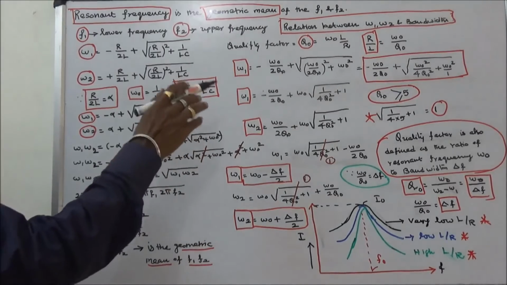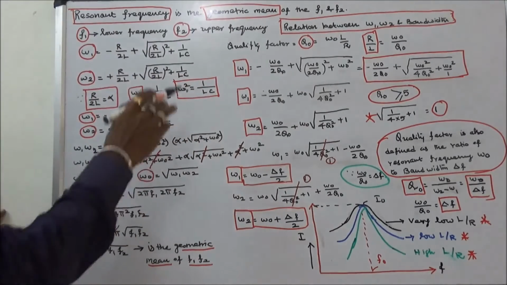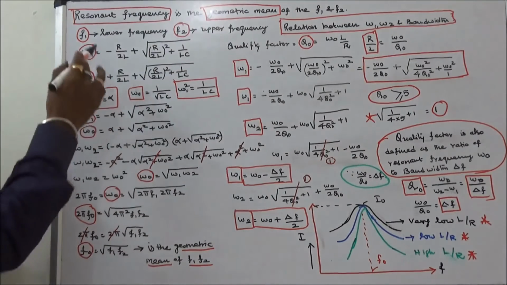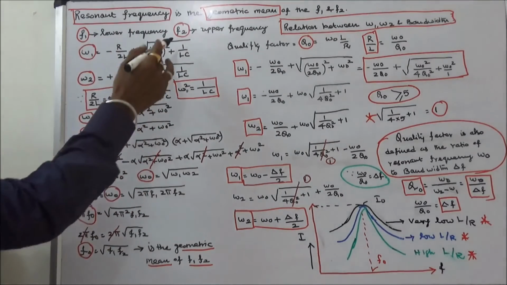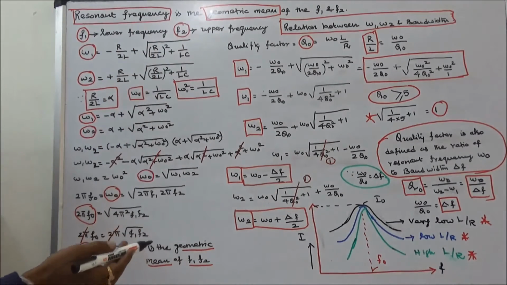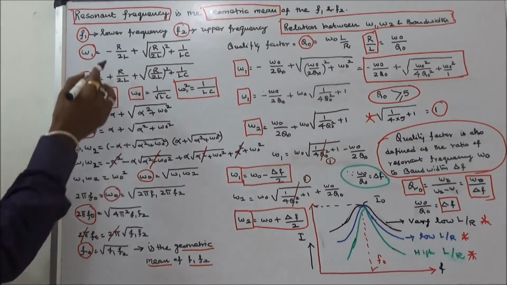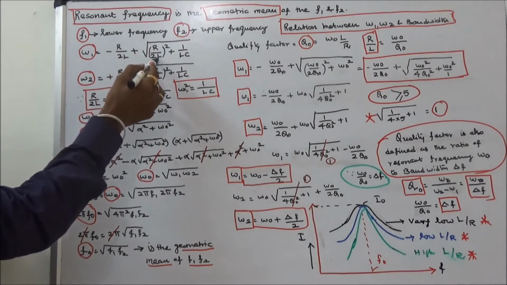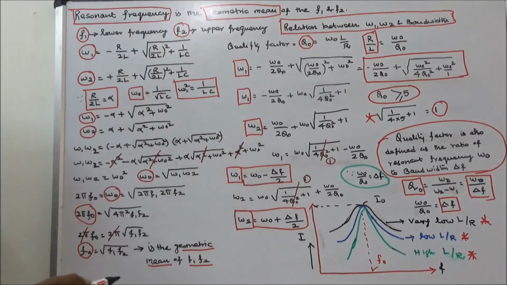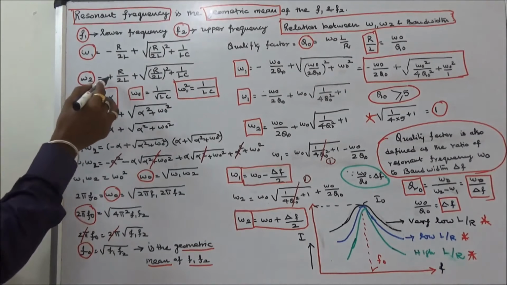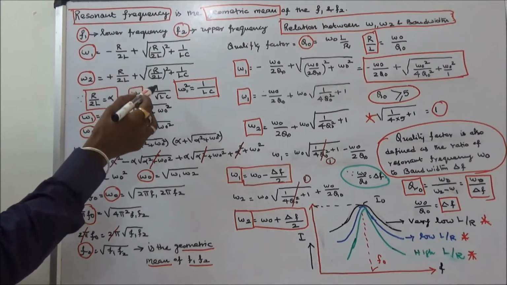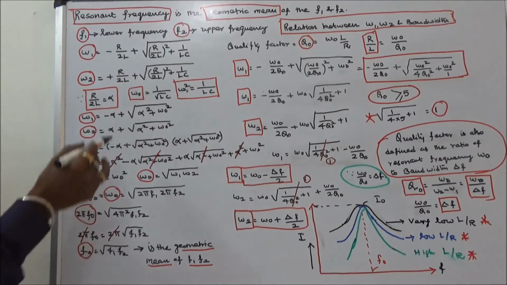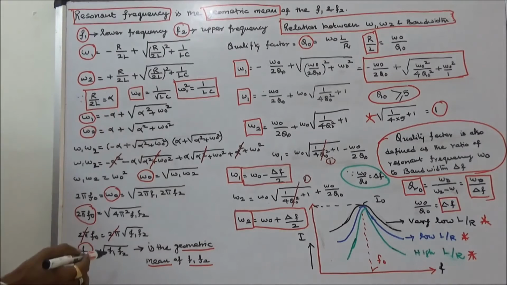In this class we discuss that the resonance frequency is the geometric mean of f1 and f2. F1 is the lower frequency, F2 is the upper frequency. We know that omega 1 is equal to minus R by 2L plus root of (R by 2L) the whole square plus 1 by LC. Omega 2 is equal to plus R by 2L plus root of (R by 2L) the whole square plus 1 by LC. Let alpha is equal to R by 2L.